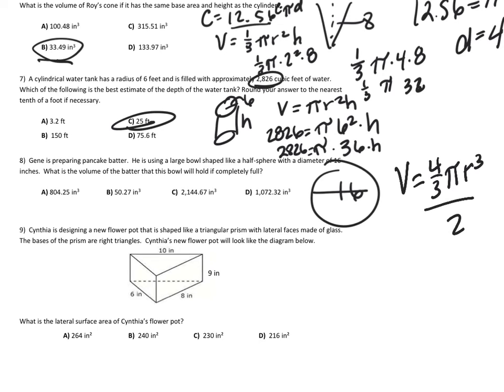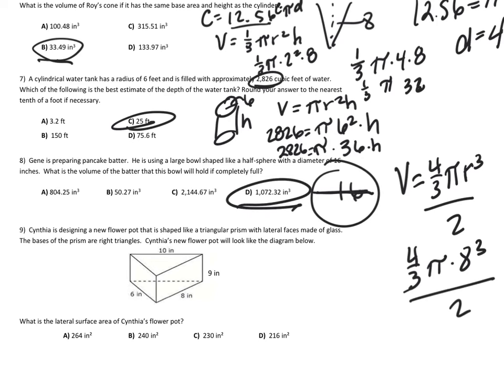So technically we're dividing that by 2. Okay, so the diameter is 16, so the radius is 8. So 4/3 times pi times 8 cubed divided by 2 is 1072.32. Okay.